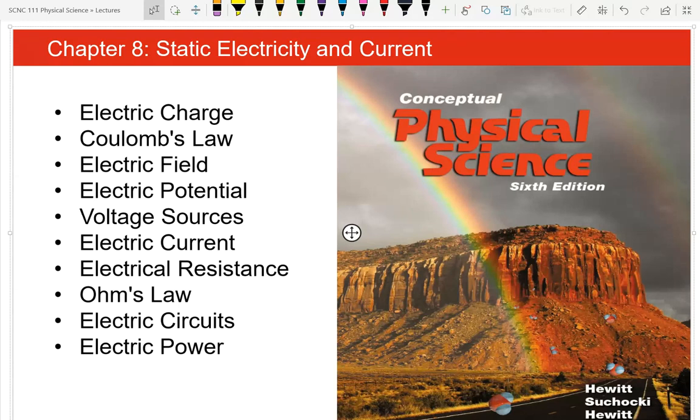And notice when I touch this, apparently the charge runs off because it's no longer doing anything. So we're going to talk about electricity today, about this electric charge interactions.